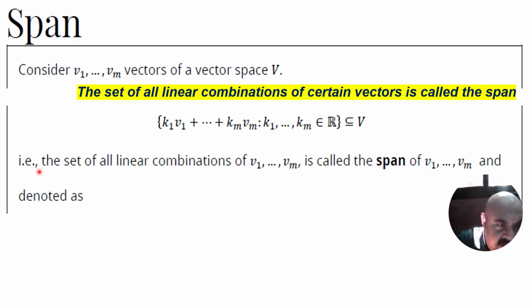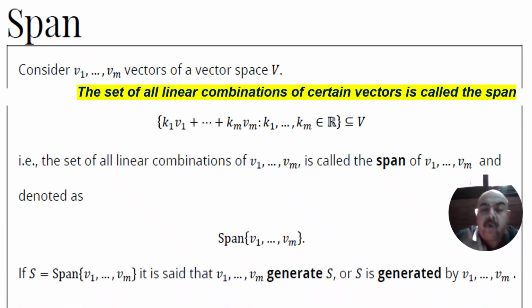And this is stated in here: the set of linear combinations of V1 up to Vm is called the span, also denoted by span V1 up to Vm, and they are the generators, or the vectors that generate S, or generate the vector space that you are interested in studying. Of course, you have all of these in the PDF of these lectures, which I sent to you previously. And I will send you this one too.